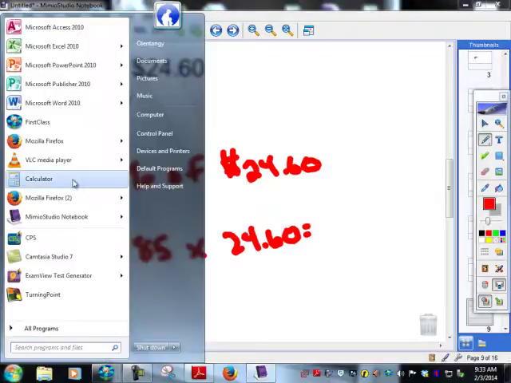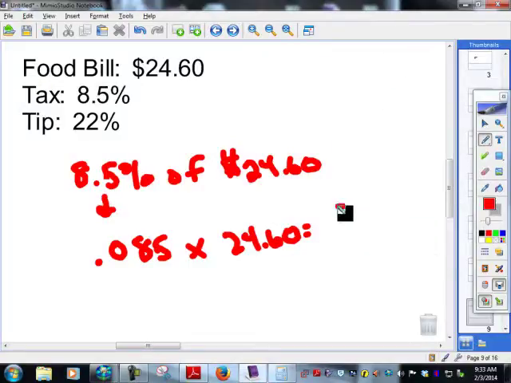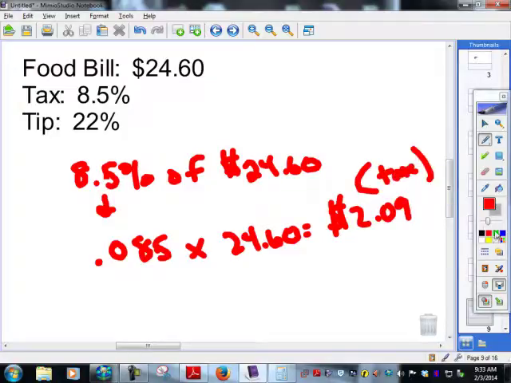Wait, let me just pull it up. 0.085 times 24.60. How much money is that, guys? $2.09, exactly. I got it. 209. What is that amount right there? That is tax. That's how much will go to the government.